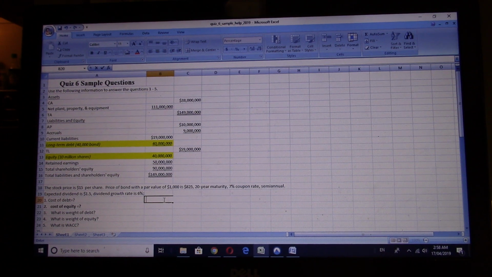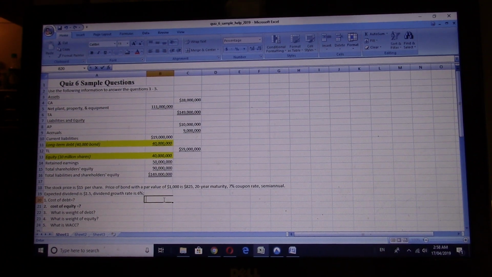But anyhow, this is the quiz 6 sample questions, and there are some changes in the real quiz. Let's take a look at this one, and I'll show you how to use Excel to work it out, and also there's the calculator for WACC. You can use that one to double check your answer.